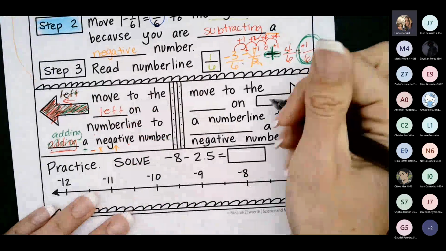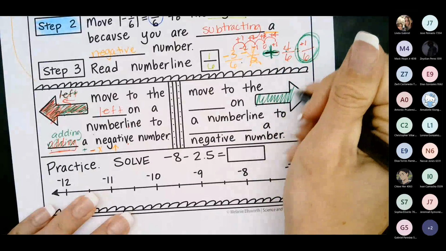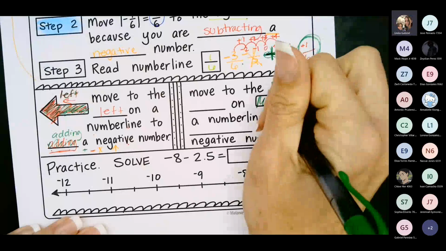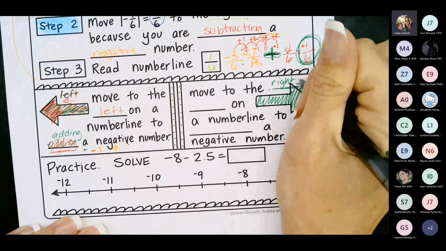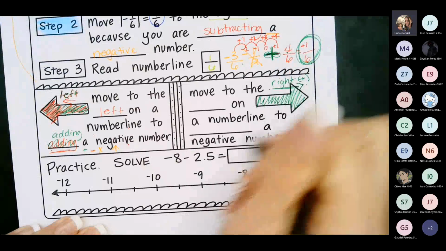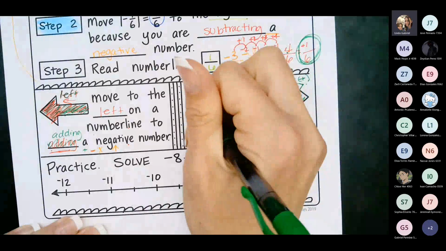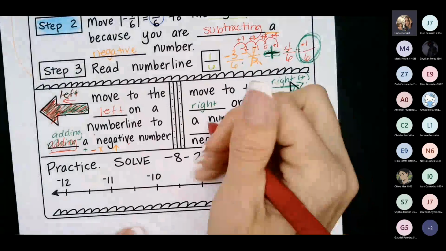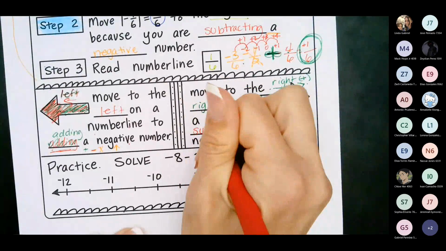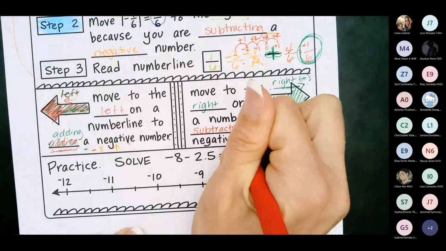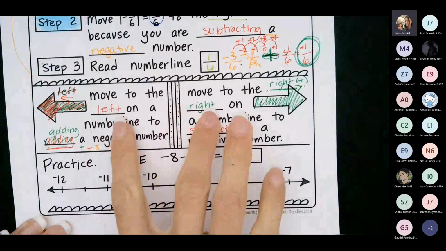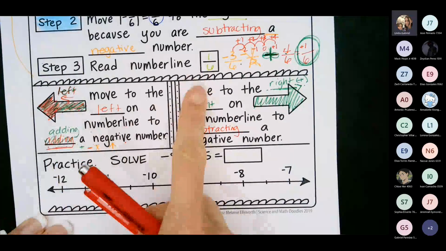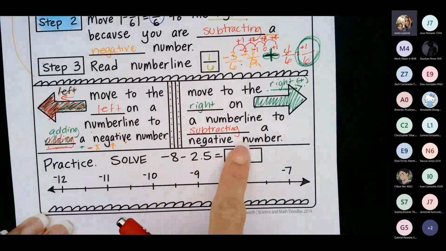All right, so if I am moving to the right, meaning I'm becoming more positive or growing in value on the positive side, if I move to the right on a number line, it's because I am subtracting a negative number. So if I am doing the opposite: if I'm moving to the left, that means I'm adding, and moving to the right means I am subtracting a negative number.